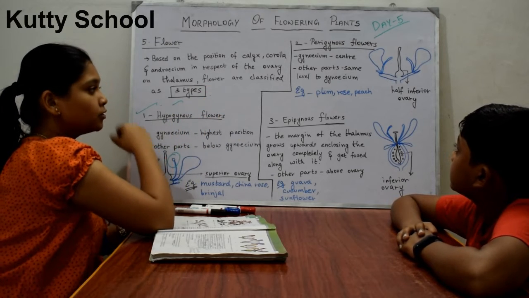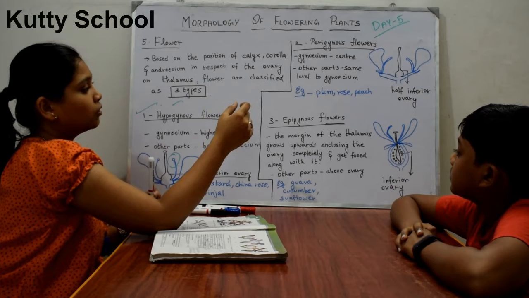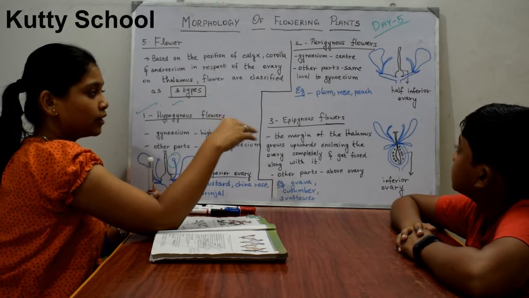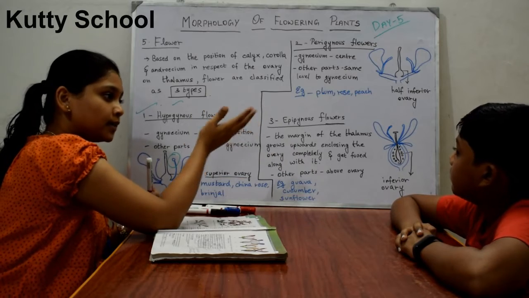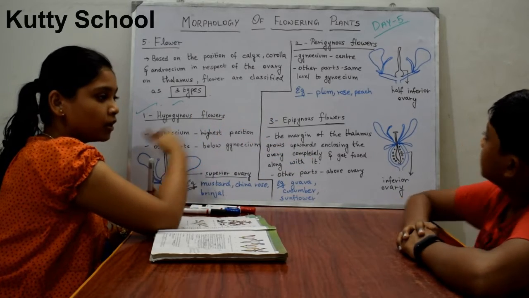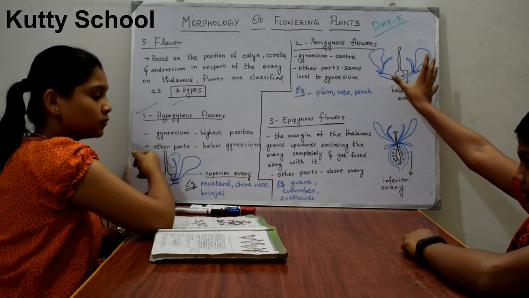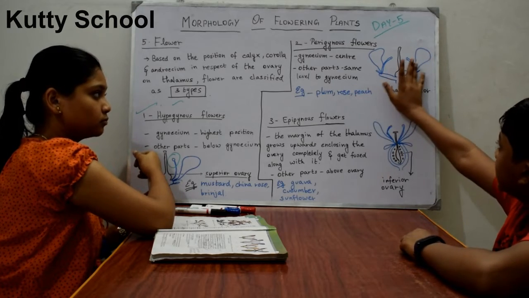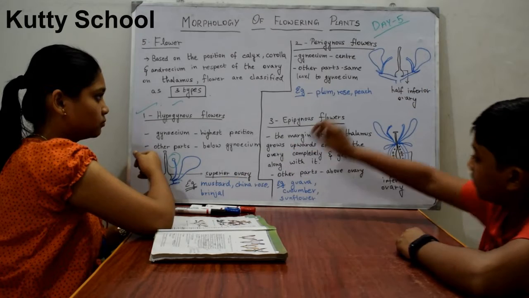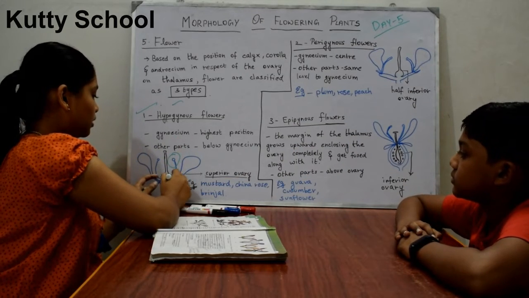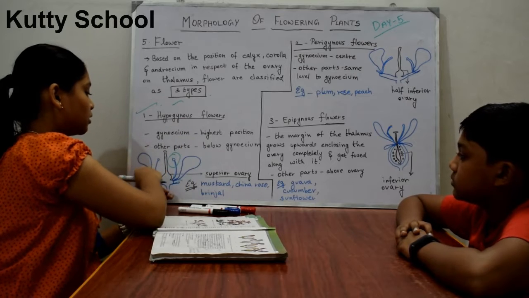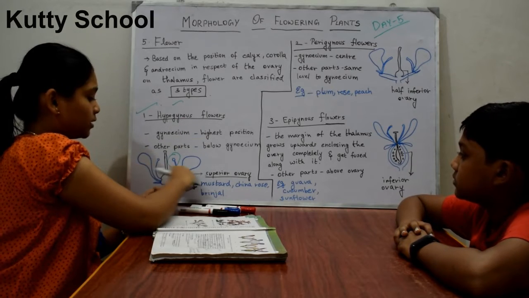Here, since the ovary is at the middle, it is known as half inferior ovary. It is not totally inferior and not totally superior. It is at the middle, so it is known as half inferior ovary. The structure will be like this, and all are at the same level.